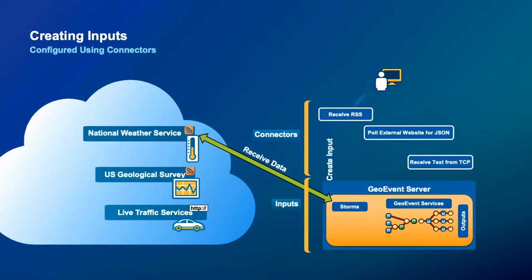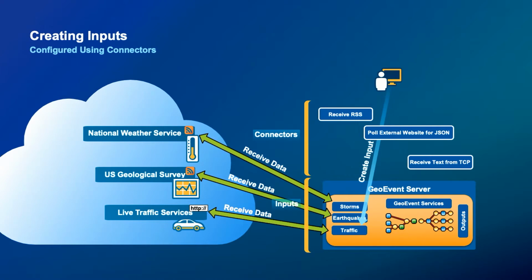Then he looks at the USGS site and sees that they have an RSS feed as well. So he is going to use the same connector to create a second input called earthquakes, which consumes data from a USGS RSS feed. So there are two separate inputs using the same underlying logic to consume data. Now he looks at the live traffic service and sees that they provide content in JSON format over the web page. So he uses the pull external website for JSON connector to create a third input called traffic to receive data from the live traffic service. So the user is done with creating the inputs, and the inputs are continuously receiving data from these sources.